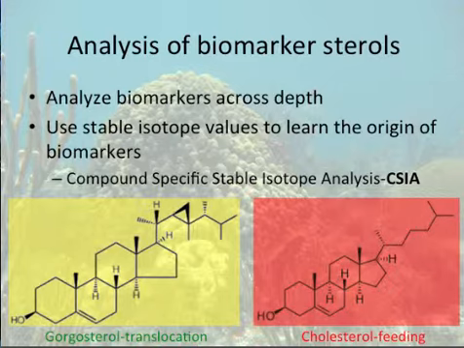And then by using stable isotope analysis, I could look at the stable isotope signature of these biomarkers and not only understand more about their source, but also understand how they were impacting the overall composition of the coral. To do this, I used a technique called compound-specific stable isotope analysis, and this enables me to separate out each of these sterol biomarkers and then analyze the isotope of these individual biomarkers.